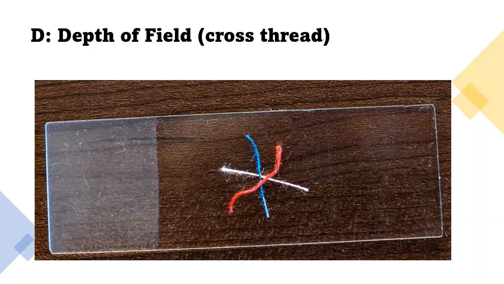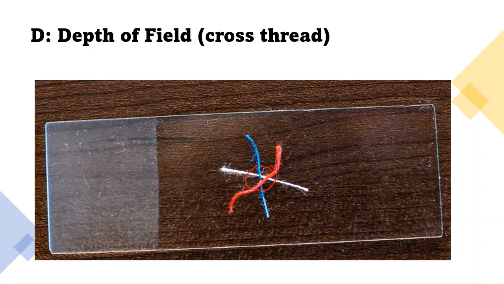Next, the depth of field using a cross thread, which is a different color of thread, crossing at the center. Basically, the depth of field is a portion of the specimen that appears sharp in one image or at one view. So if the specimen is thick and we want to focus on the upper one, the lower cell or lower specimen will be out of focus. And when we want to focus on the lower one, the upper one will be out of focus.